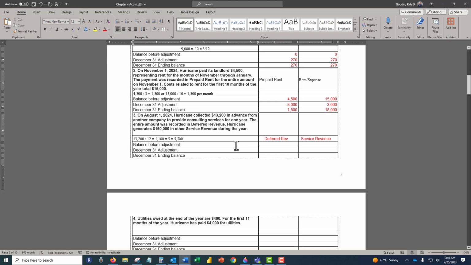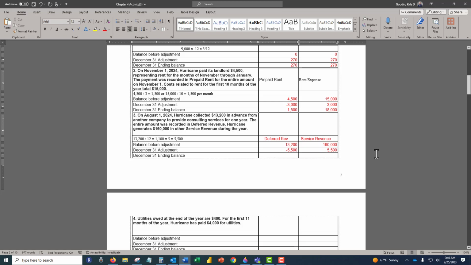Okay, so our December 31st adjustment is that we are going to reduce our deferred revenue liability by $5,500 because we've earned $5,500 of that. Remember, it started out at $13,200. Okay. What did our service revenue start out at, though? Well, that's interesting because down here it tells us they had generated $160,000 in other service revenue for the year. So other revenue that does not include this $13,200 is $160,000. We're going to increase that by $5,500.